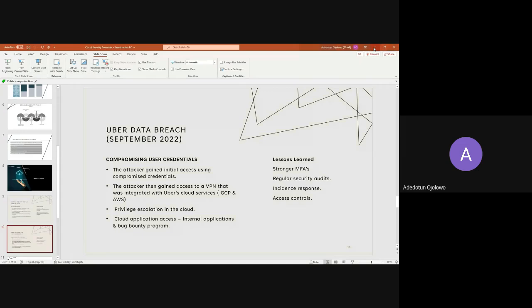Secondly, we also have regular security audits. It's really important that you are regularly performing security audits in your cloud environment. And lastly, we can see the stress on incident response and asset control.